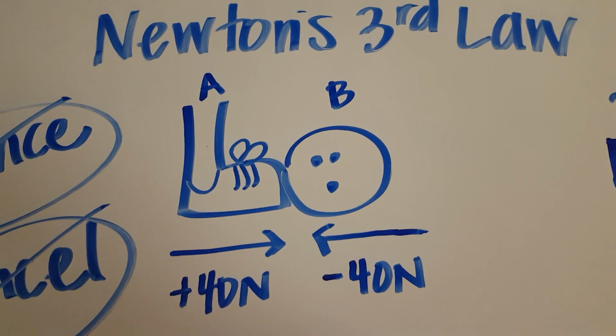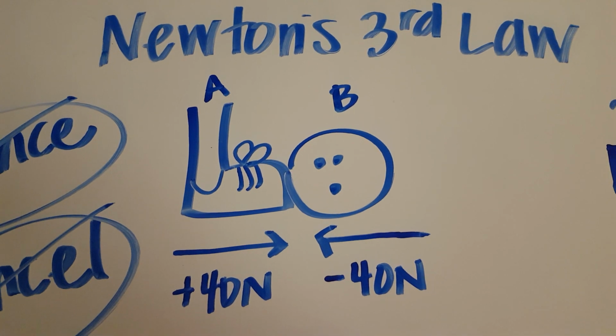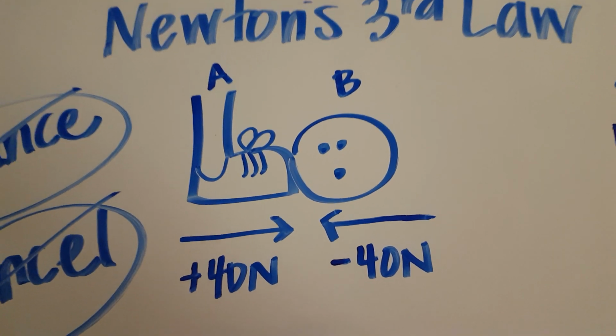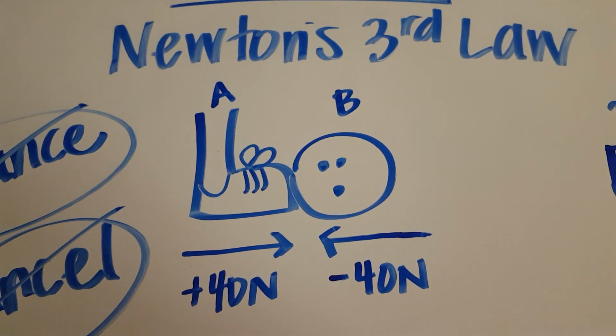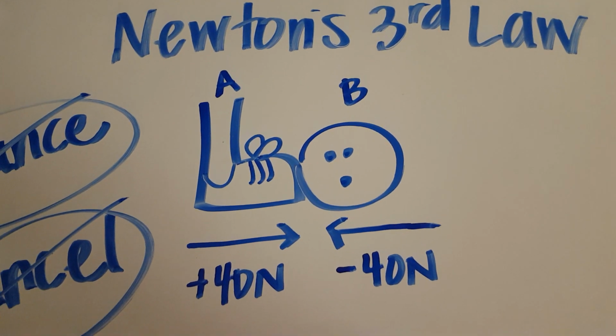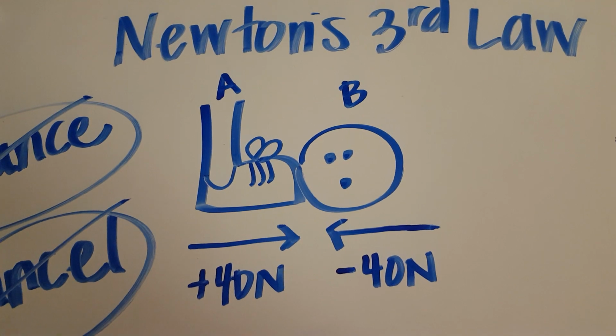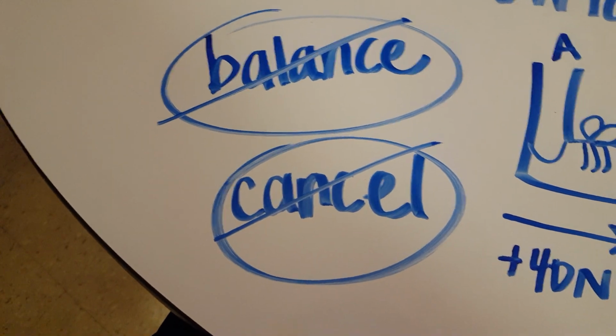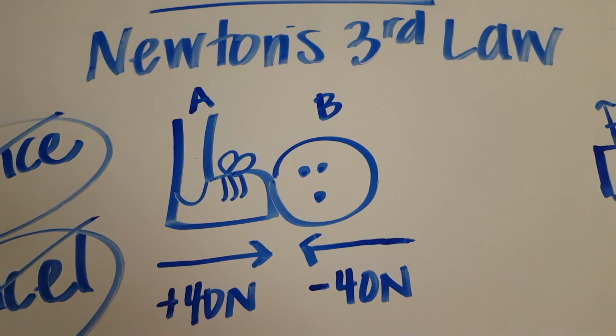That includes, like I explained in class, the bug on the windshield of the semi. As insane as that seems, when a bug flies into the windshield of the semi, the bug applies, say, 2 newtons of force on the windshield, and the windshield applies 2 newtons of force on the bug. They're equal, they're opposite, but they cannot balance and they cannot cancel because they're two completely separate objects.